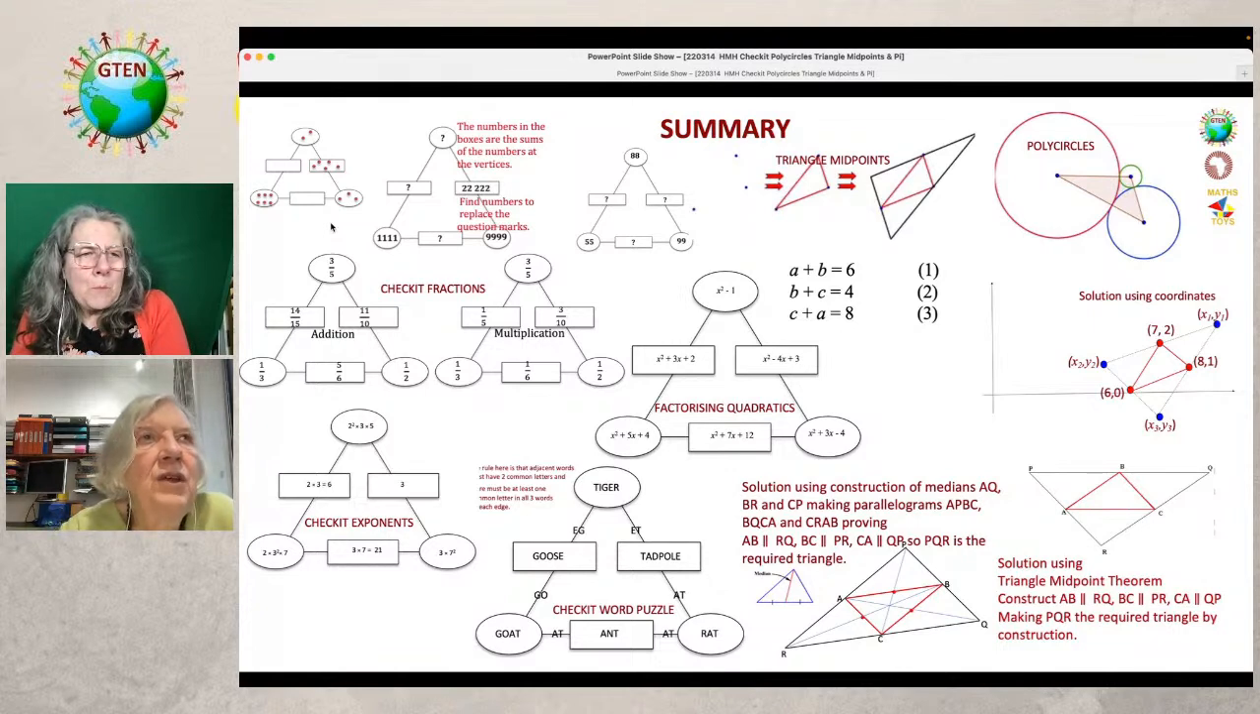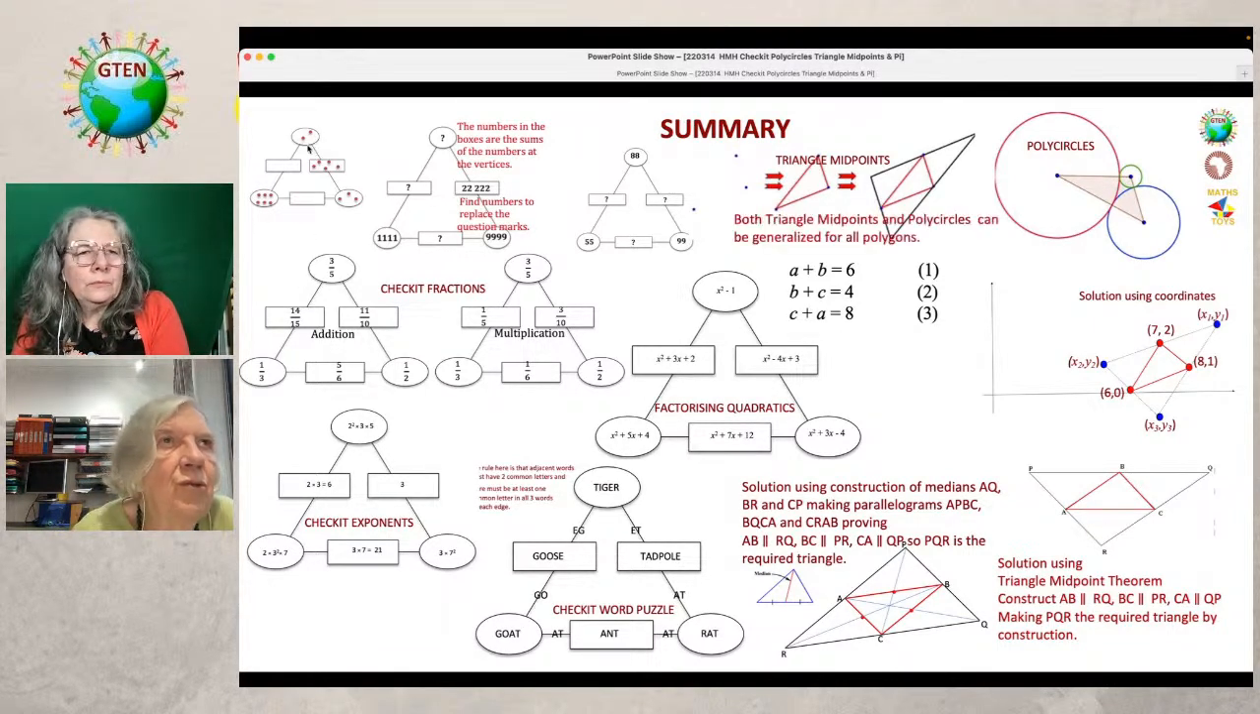Now, we have everything here, from a very simple version of Checkit that you can play with 4 or 5-year-olds to something that I'll throw out as a challenge for professional mathematicians. If you haven't seen this before and you think yourself to be a really knowledgeable, good problem solver, professional mathematician, then just give it a go. This is a challenge for you.